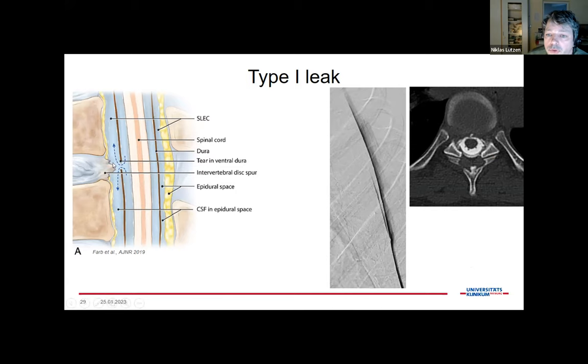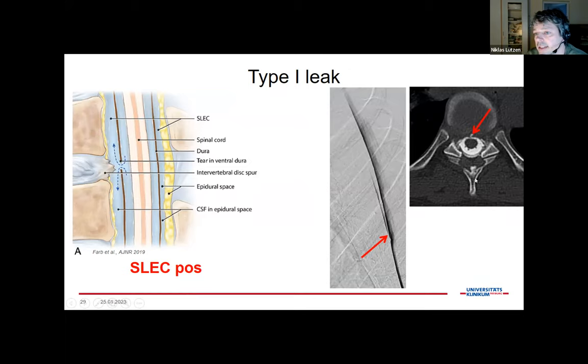Most patients have an underlying bony spur that cuts the dura like a knife, and the CSF is running out into the extradural space. So these patients are SLEC positive on MRI. Here's an example, a digital subtraction myelography. Patient is in prone position, and you see a double line of contrast. And exactly at this point, there is the dural tear. And this patient has an underlying bony spur, which you can see in this axial CT scan.